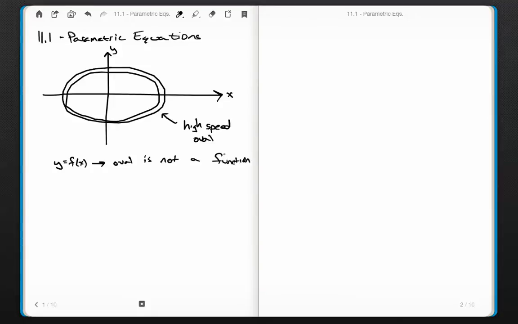So what do we do? In calculus, we like functions. The oval is not a function. It fails the vertical line test. So how can we make this a function?